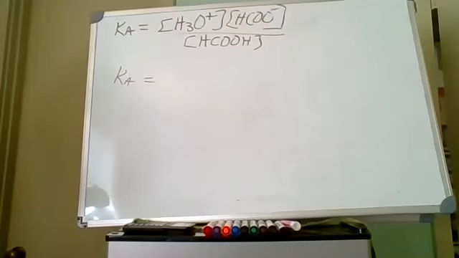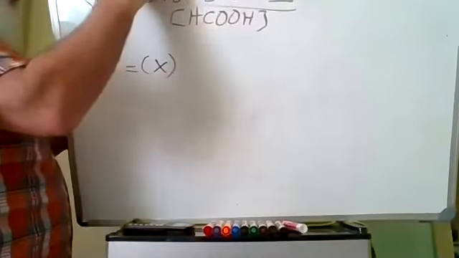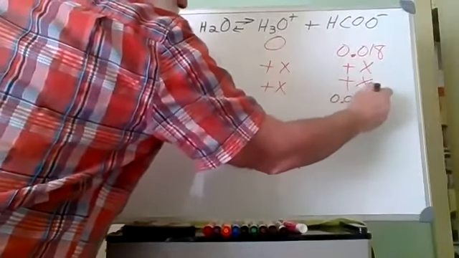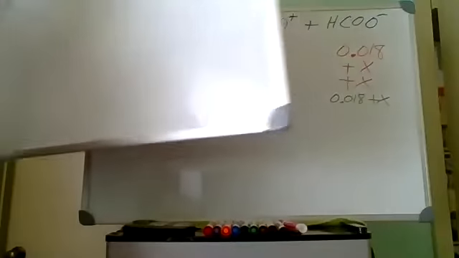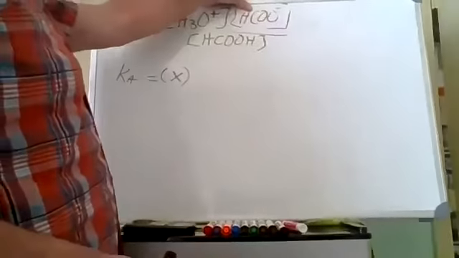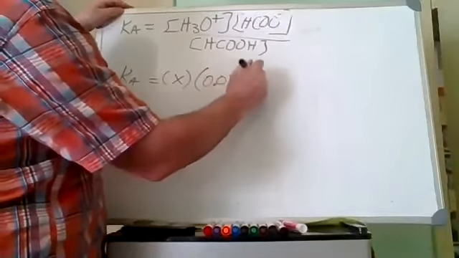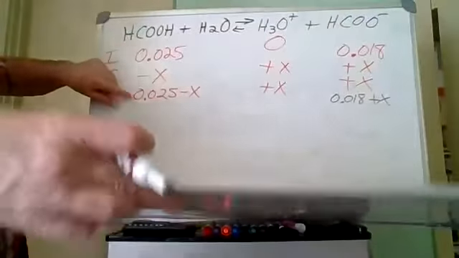Now we just plug in the values from the ice table. The hydronium ion is X at equilibrium. And I never filled this one in, 0.018 plus X. So please add that entry to your ice table, because that concentration is going to go into our expression for the equilibrium constant. So 0.018 plus X, and then the concentration of the free acid at equilibrium is 0.025 minus X.